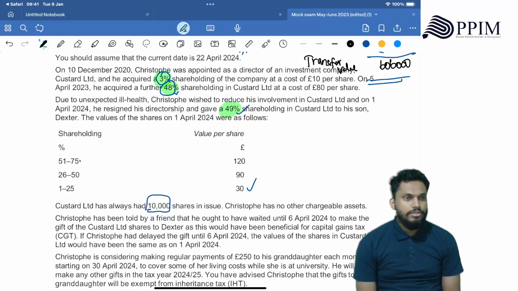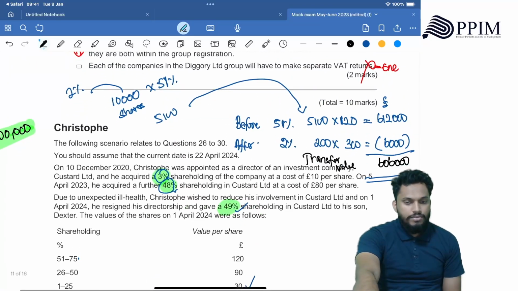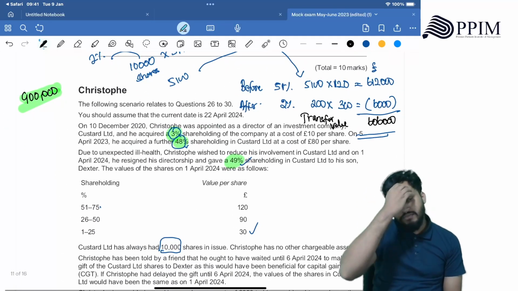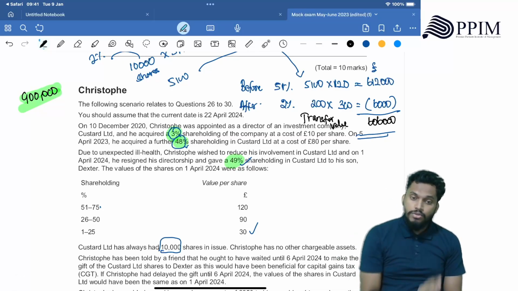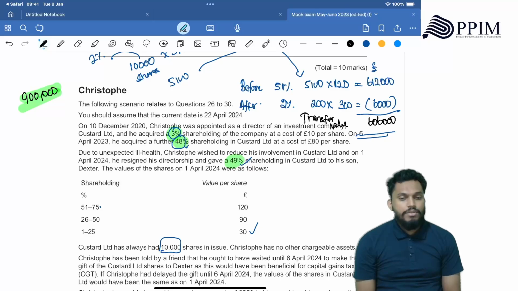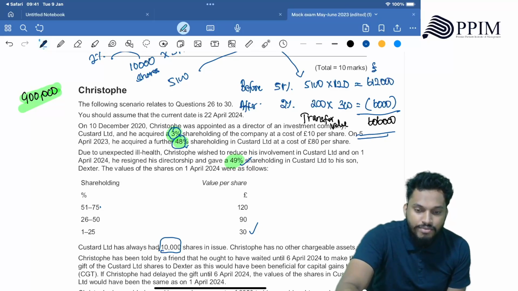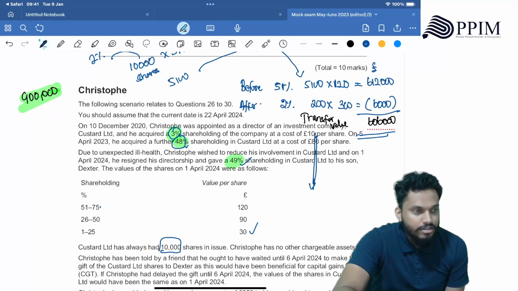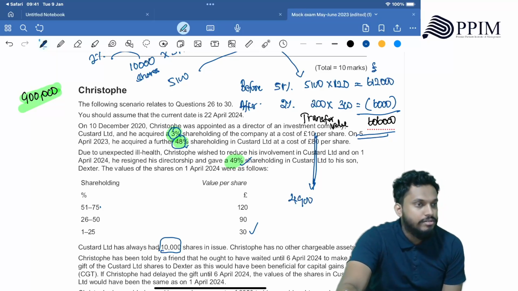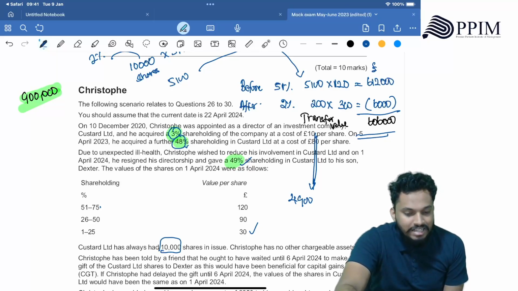No. Here we are not asking the amount of estate that is going to be transferred. Here you are technically looking at the value of the shares that has been transferred. You had 51% before and now you have 21%. So how many percent have you transferred? 49%. Okay. So now he is selling that 49%, which means 4,900 shares, because 49% of 10,000 is 4,900 shares.